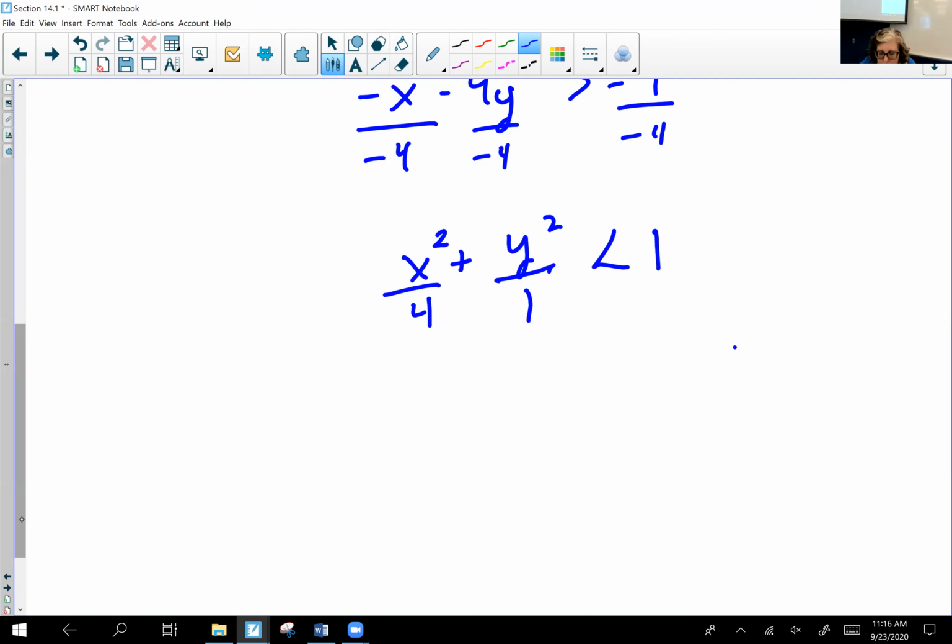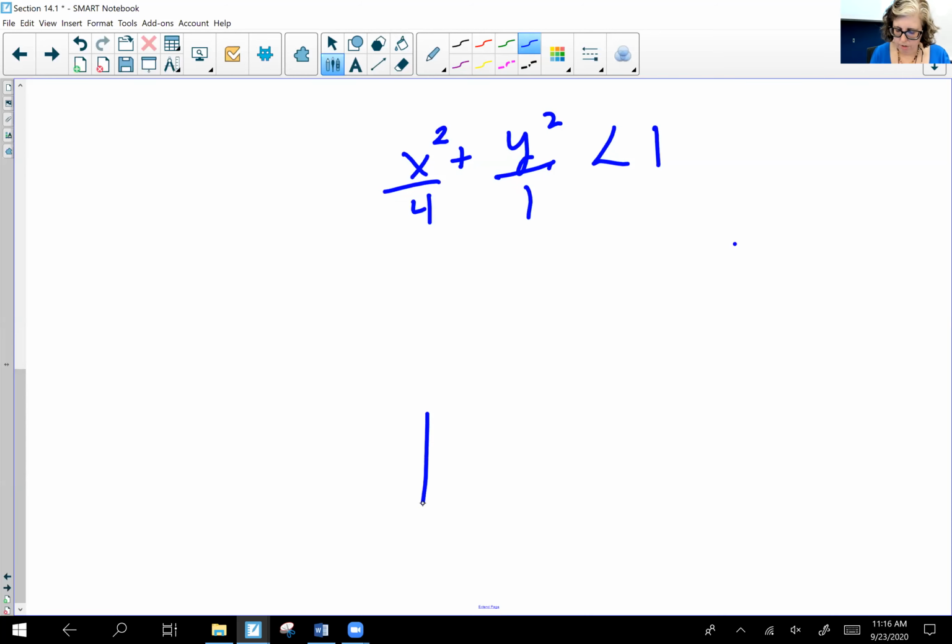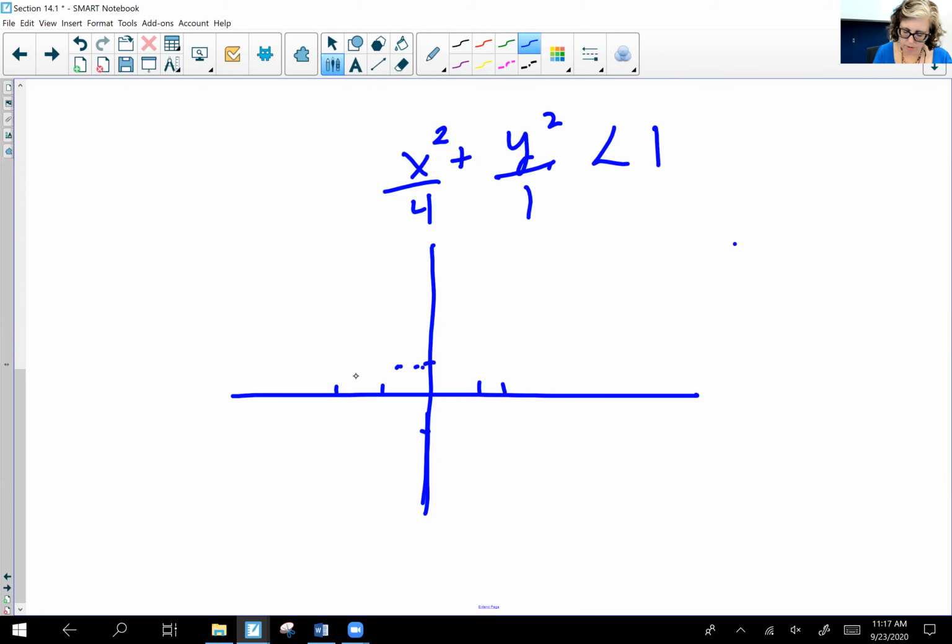All right. So the question says to sketch the domain. Yours, of course, will be multiple choice when you do your homework. All right, but this is going to be what? It's going to be plus or minus 2. That's going to be my major axis. 1 is going to be my minor axis. So we're going to get an ellipse that looks like this.